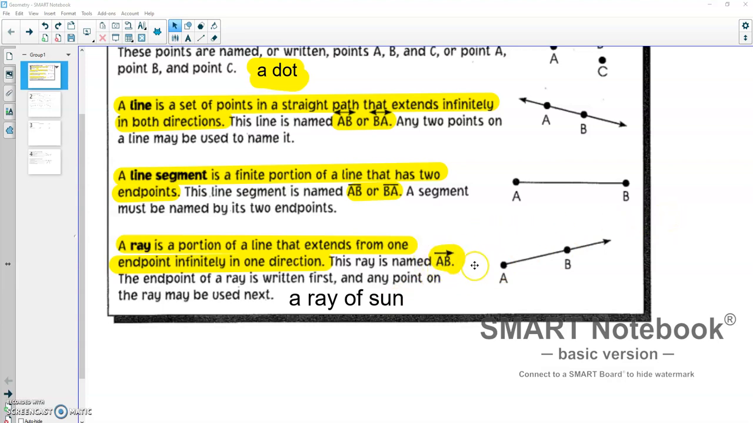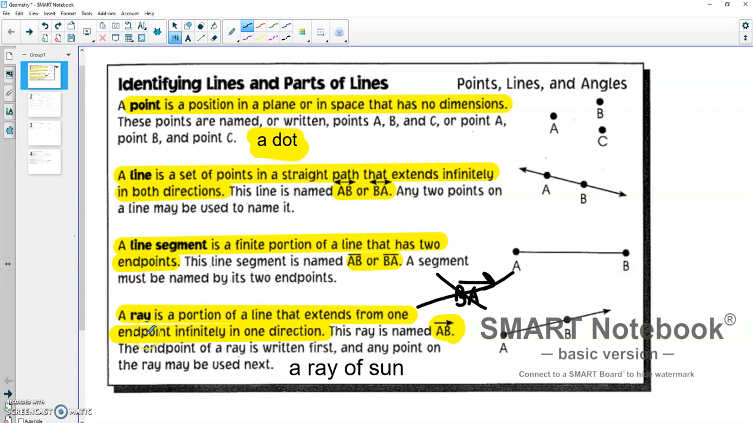This ray is called AB. Now, it's important to know that A is the endpoint, so that's why there's no arrow right here. It keeps on going forever from B and on. So that's why there's an arrow at this point. So endpoint and a line forever. That's why it's written like this. It would not be correct to write BA because it does not start at B and it does not go infinitely in the direction of A. So this would be not correct.